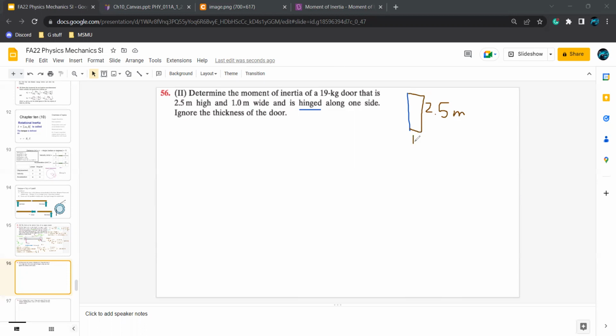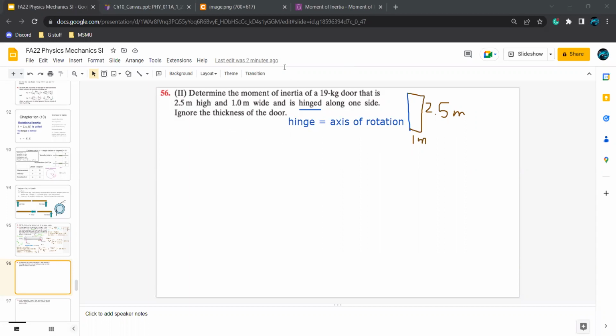And 1 meter long. Note that this hinge equals the axis of rotation. Cool. And then you're going to have thickness.